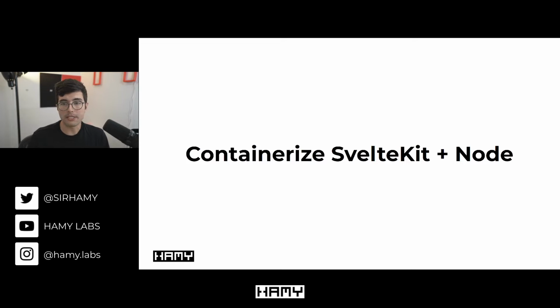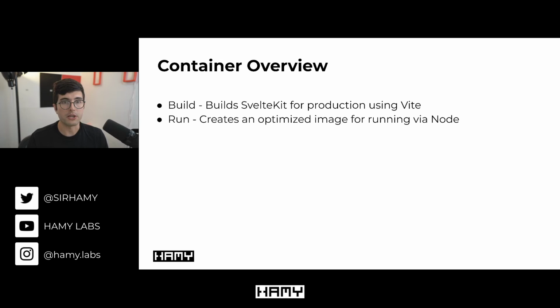Okay, so let's go into actually how we containerize SvelteKit and build and run it with Node. So an overview of how this is going to work is first we're going to have a step for building. And so what this is going to do is it's going to build SvelteKit using Vite, which comes along with SvelteKit. And because we have that Node adapter, it's going to build it and output it in such a way that it could be run with Node.